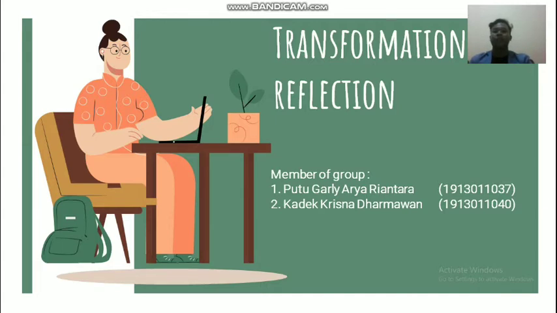First, I will introduce the members of our group. The first member of the group is me. My name is Putu Garly Arya Riantara, with student number 1913011037. And the second member of the group is Kadek Krisna Dharmawan, with student number 1913011040. We are from class 3B of mathematics education.